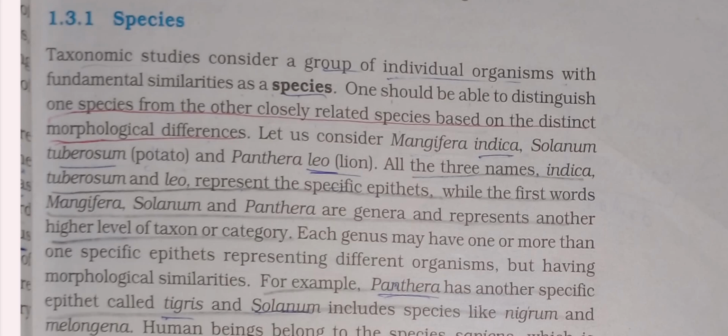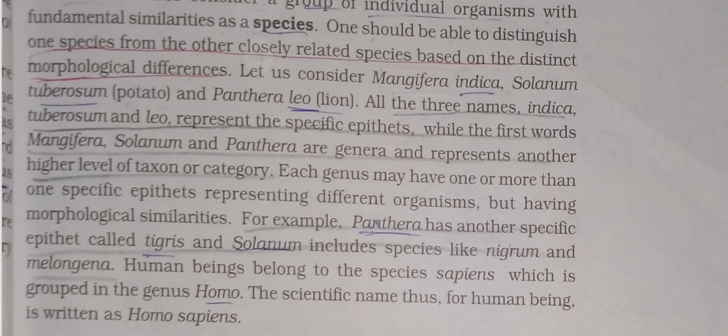Understand? I give you an example: in a class there are three sections. Suppose section A, section B, section C, but they belong to only one class. Like that, the three sections are called the species, and the class, 10th class or 9th class, is called the genus. So in one genus there are a number of species, but with morphological differences. For example, Panthera has other specific epithets like tigris. Solanum also has species like nigrum and melongena.